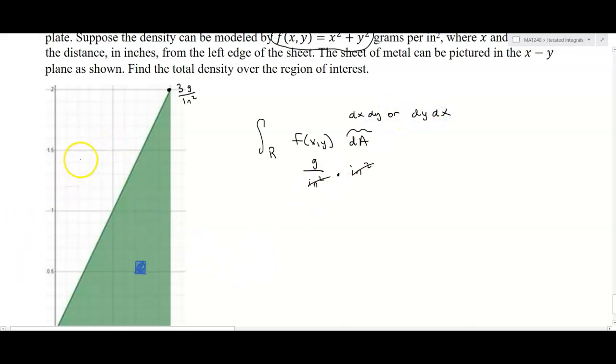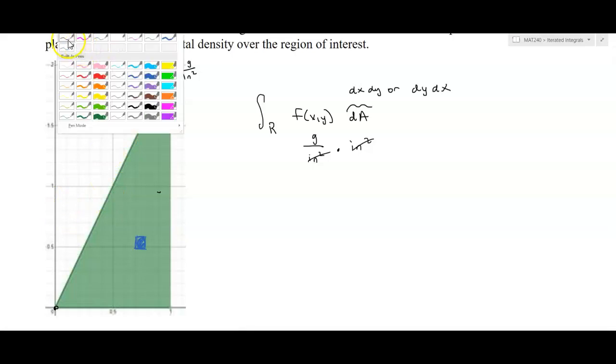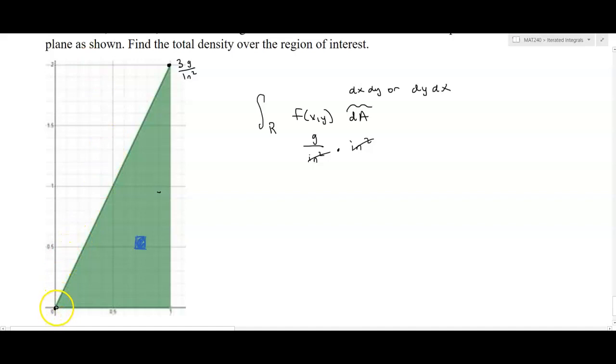Now we need to know the equation of this line right here, in order to know what the boundaries are going to be for the y value. I like to personally have my inner integral be with respect to y if I know that this function is y equals something, because then I don't have to rearrange it and solve for x. So I see that it has a y-intercept of 0 and a slope of, okay, over 1 up 2, so that's a rise to run ratio of 2: y = 2x + 0. That's the equation of that line.